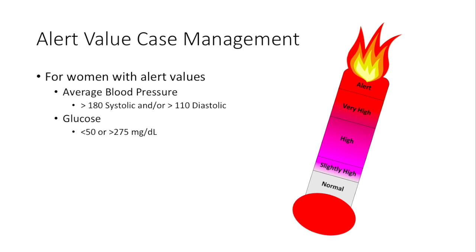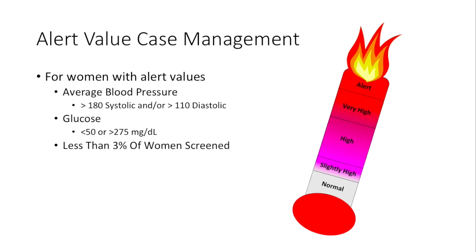The other one is if she has glucose that's either less than 50 or greater than 275. So if it's less than 50, that's a situation where she may be ready to pass out because her glucose is extremely low at that point. Or if it's greater than 275, then that's an issue as well. So we want to get her seen within 7 days. If it's less than 50, you're going to probably need to do something right there in the office, get her some orange juice or something to help bring her blood sugar up a little.